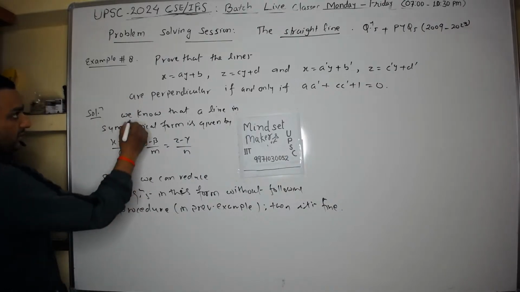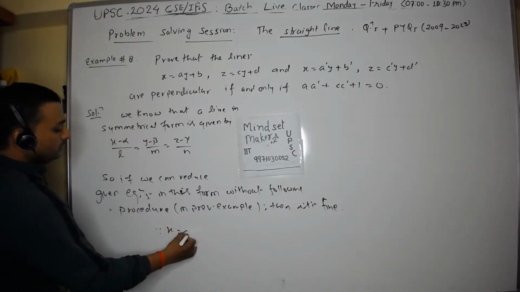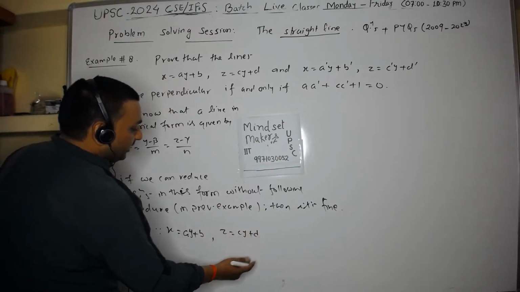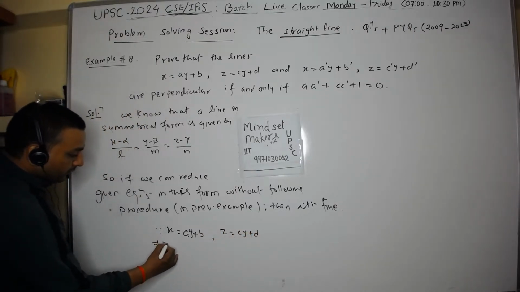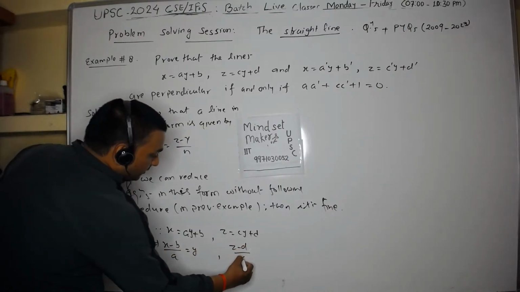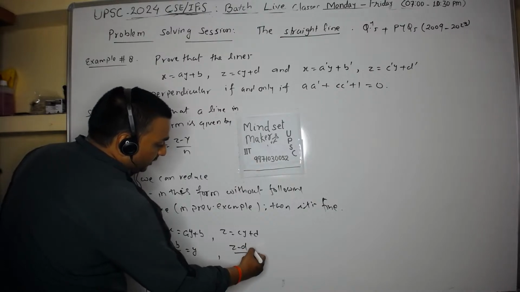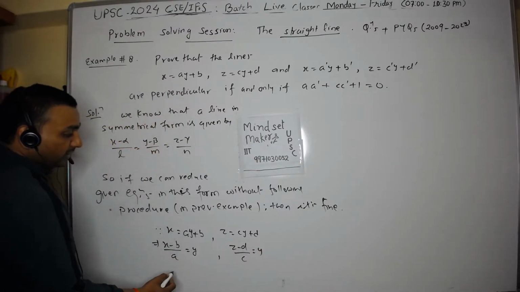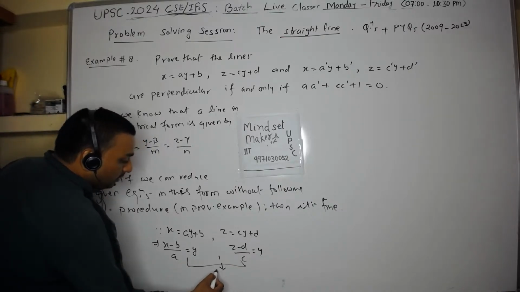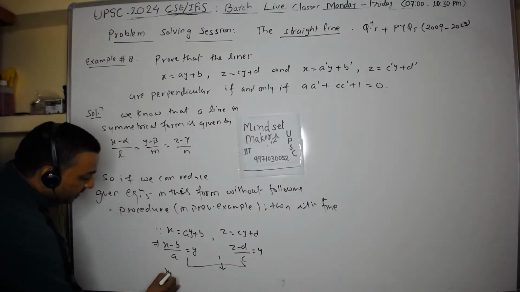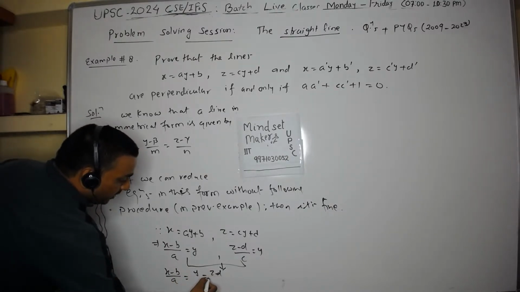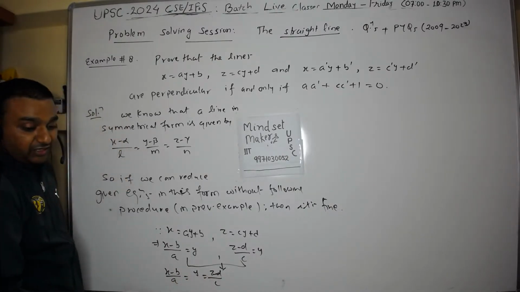So देखेंगे ध्यान से, x equals ay plus b, z equals cy plus d. So if you observe from here, (x minus b) upon a equals y, and (z minus d) upon c equals y. अभी इन्हीं planes का intersection ही तो है. So if I solve these two, what I'll be getting is (x minus b) upon a equals y equals (z minus d) upon c.